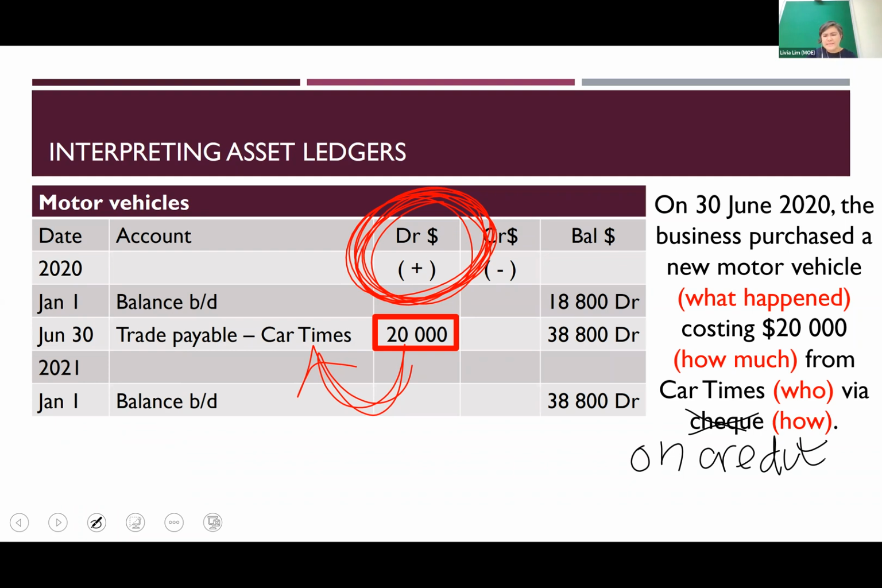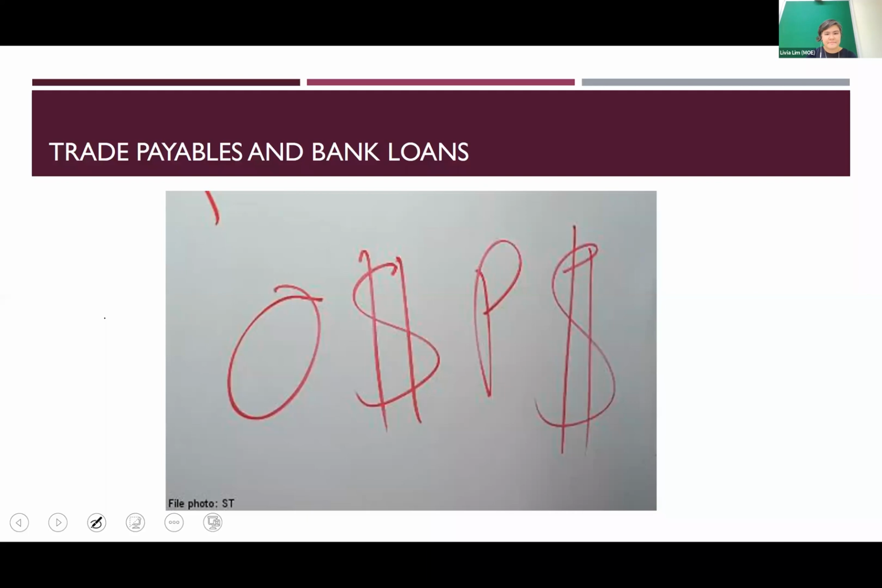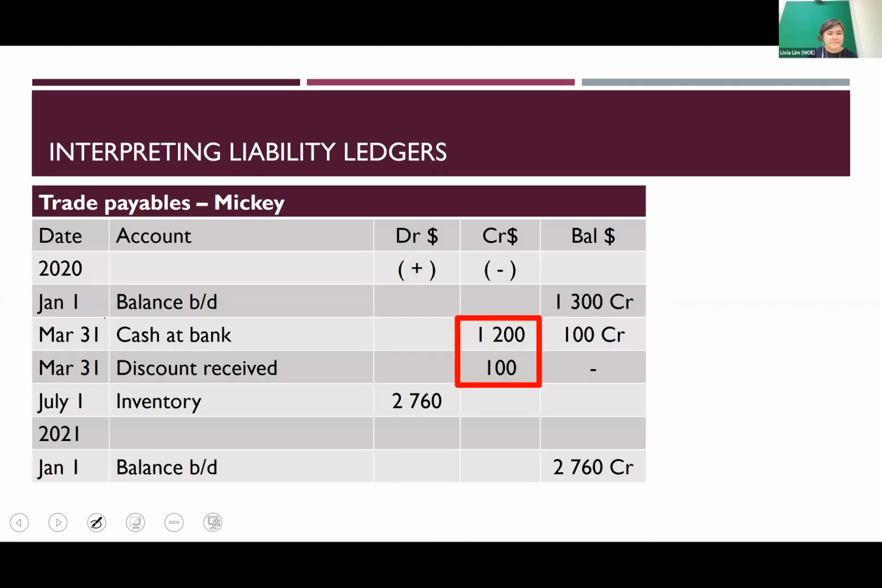Okay, why is it on credit and not by check? Because trade payables should be on credit. Haven't paid yet. Okay, so this is a motor vehicle ledger. What about OSPS? What if you have trade payables and bank loans? How do you describe or interpret that? Okay, so one example, trade payables, Mickey.